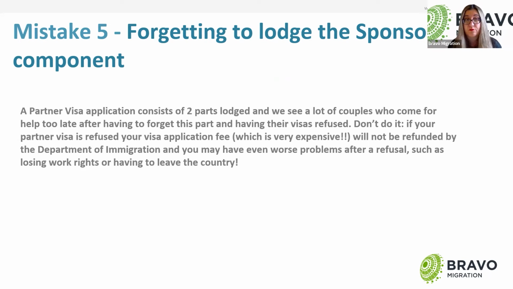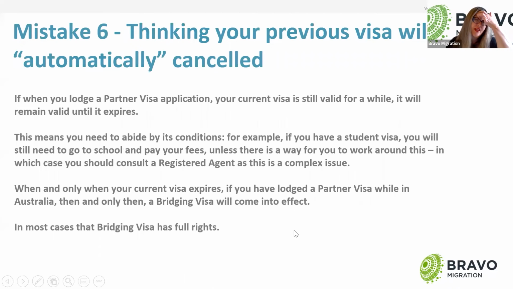There are two applications. Now, the other mistake we see all the time is when people, especially student visa holders, are in Australia and they are going to apply for a partner visa, and they don't like going to their schools anymore.